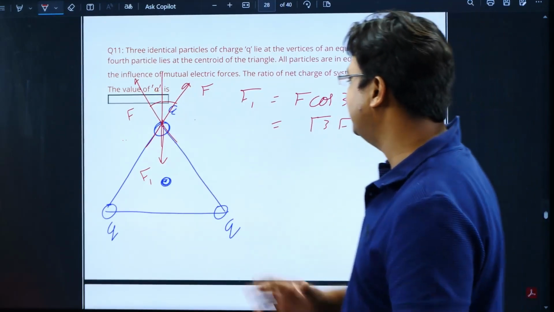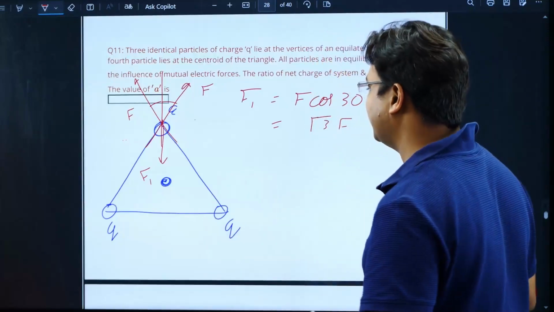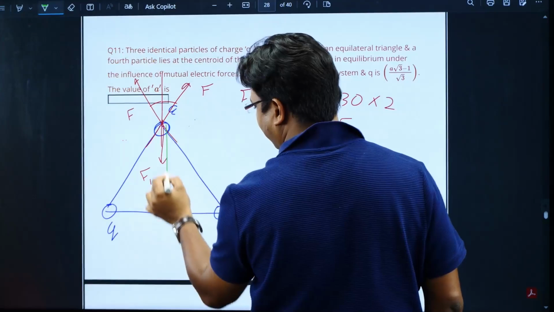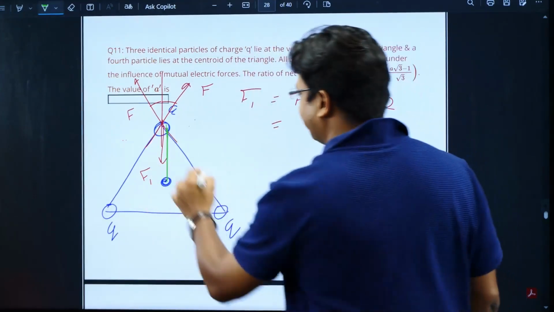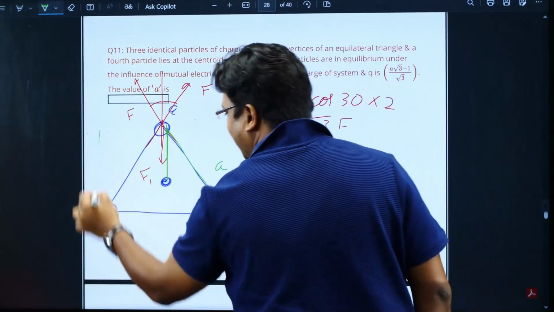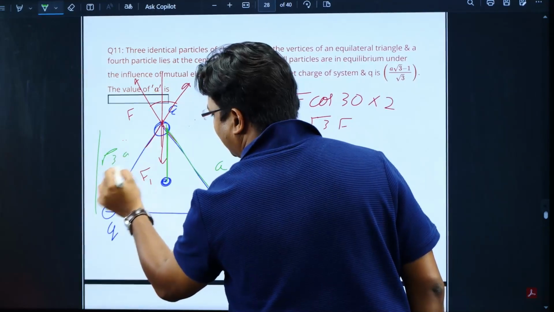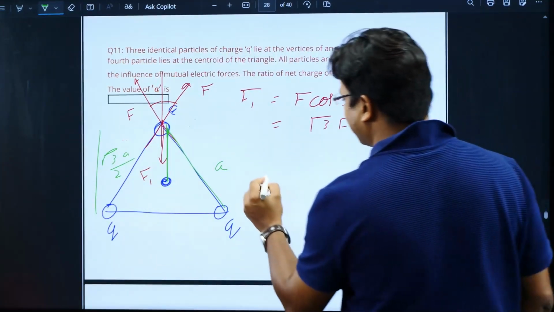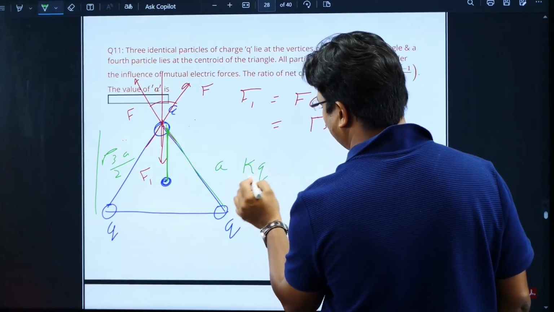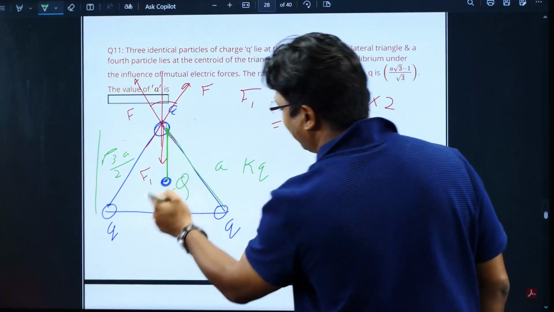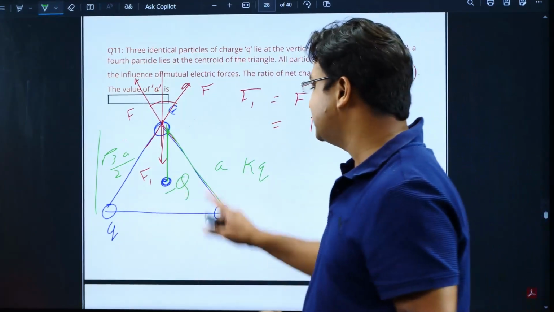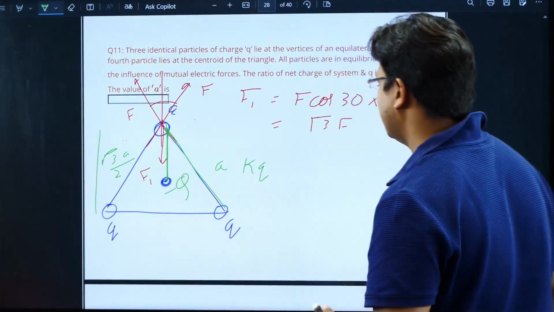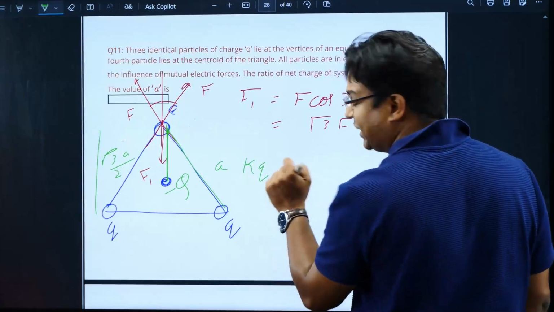Now we have to find out the value of F1. To find out the value of F1, we need the distance of the centroid from this vertex. How much is this distance? If this length is A, then the height would be root 3 A by 2, and this is 2 by 3 of the height. So I will write F1 as K Q, let's say this is capital Q, and keep in mind that it needs to have a sign which is opposite to that of q. Only then the attraction will take place. Right now I'm writing magnitude here.